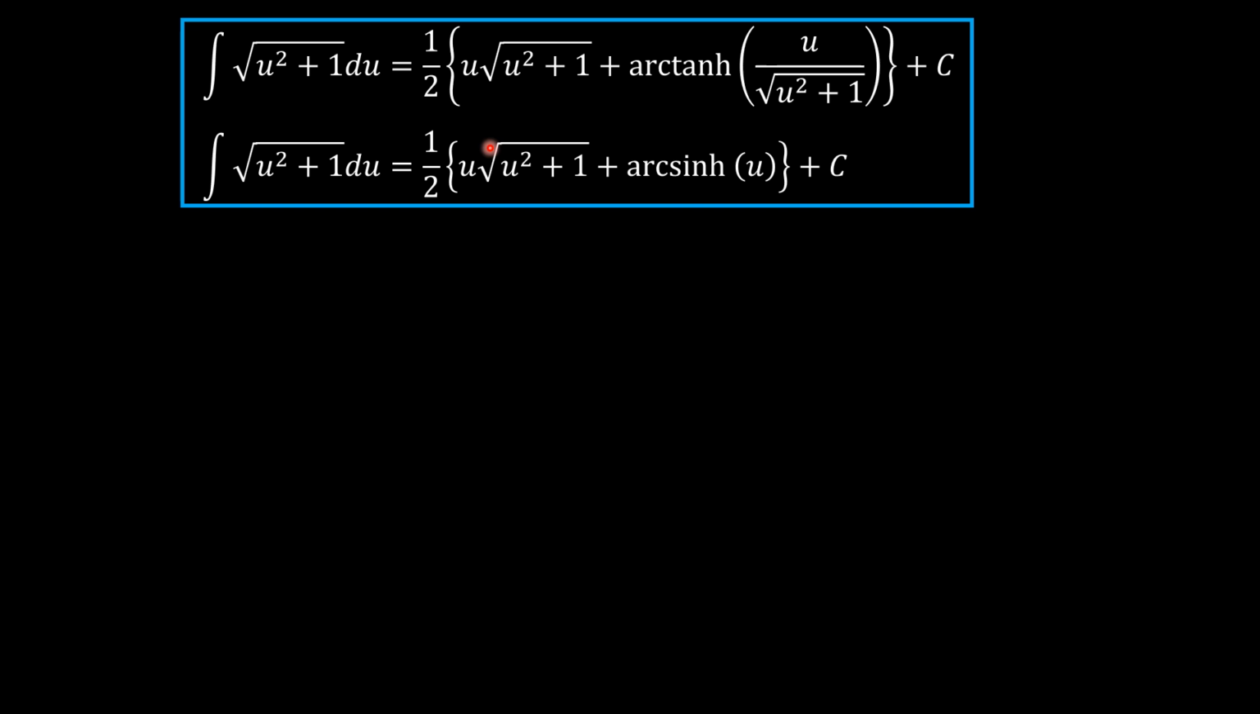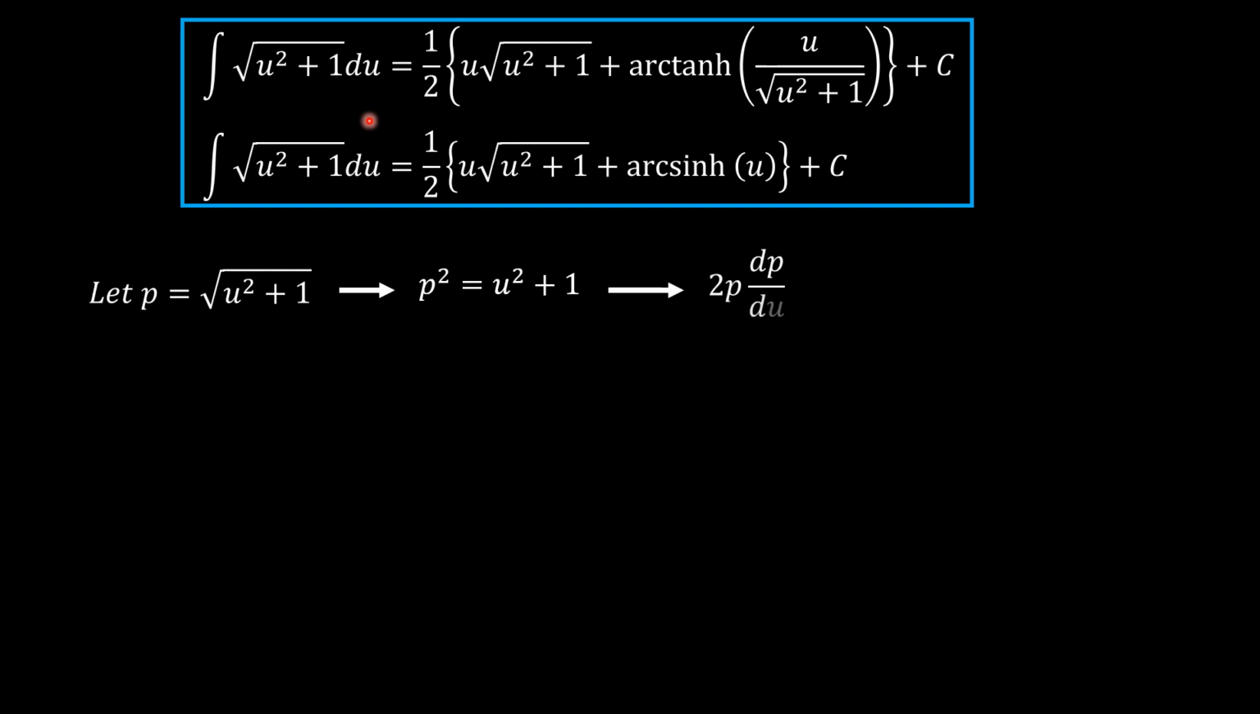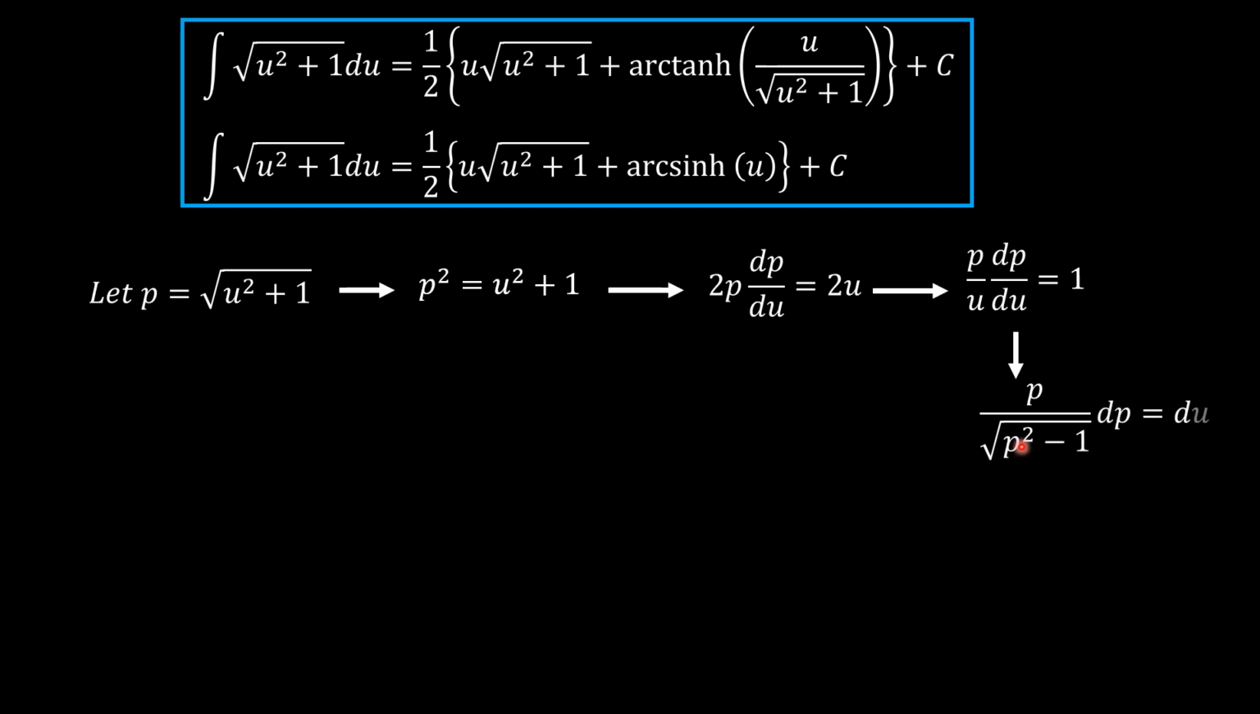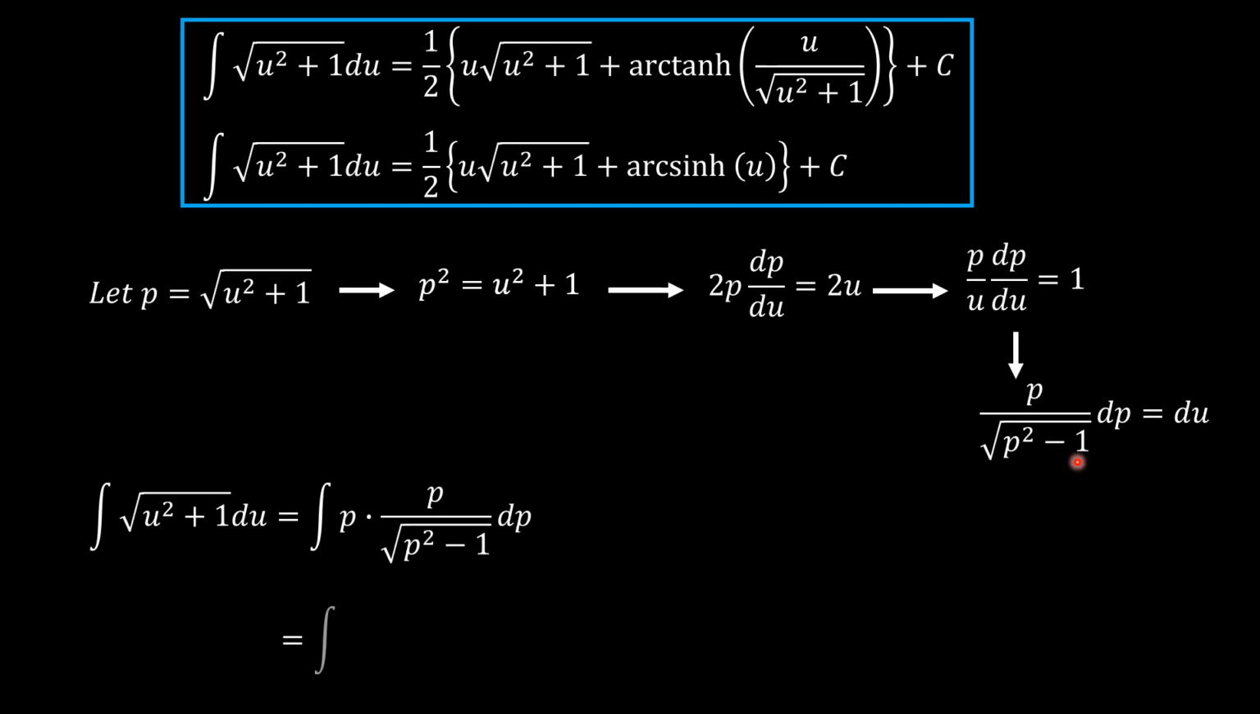But if you don't know it, let's just maybe spend some time to prove that our integrals are as shown here. So let's say let p be equal to the square root of u squared plus 1, such that p squared is u squared plus 1, and so 2p dp/du is equal to 2u, such that p/u dp/du is equal to 1, and that means that u, from here, is the square root of p squared minus 1. So this is p over square root of p squared minus 1 dp equals du.